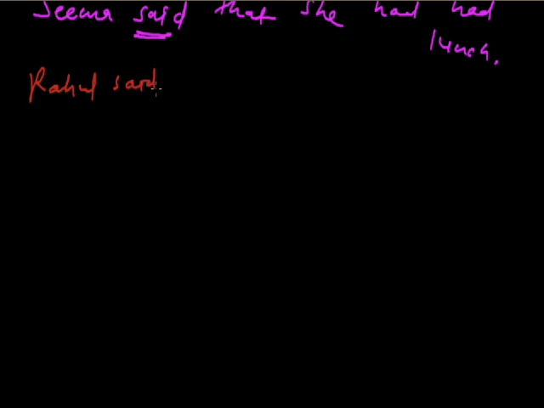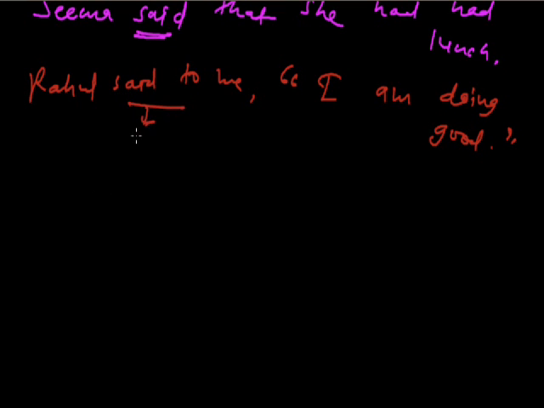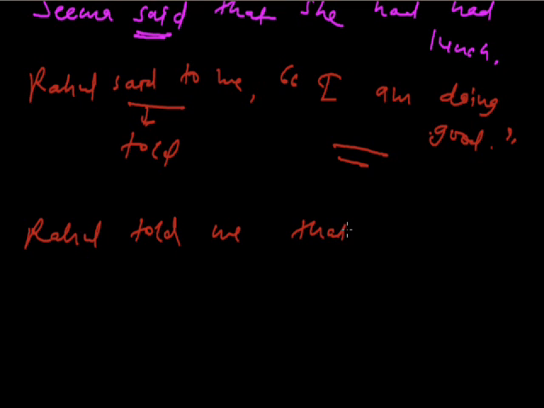Rahul said to me, "I'm doing good." Now, Rahul said to me, said to is changed into told if there is a statement. Here is a statement, so we'll change it into told. Rahul told me. Now, because it is a statement, the connector would be that. And you can sometimes omit that. Rahul told me that. Now, I refers to Rahul.